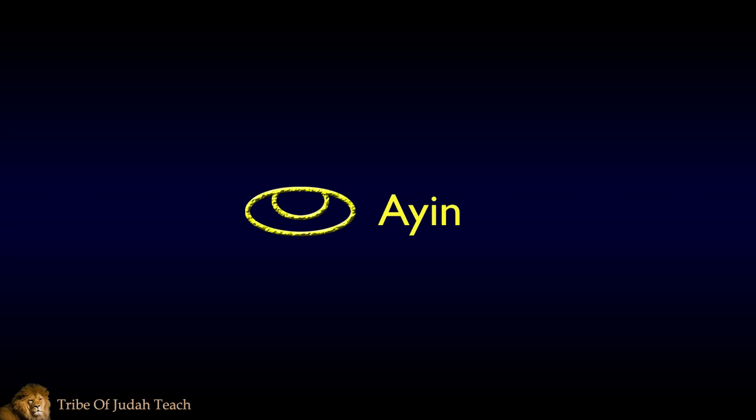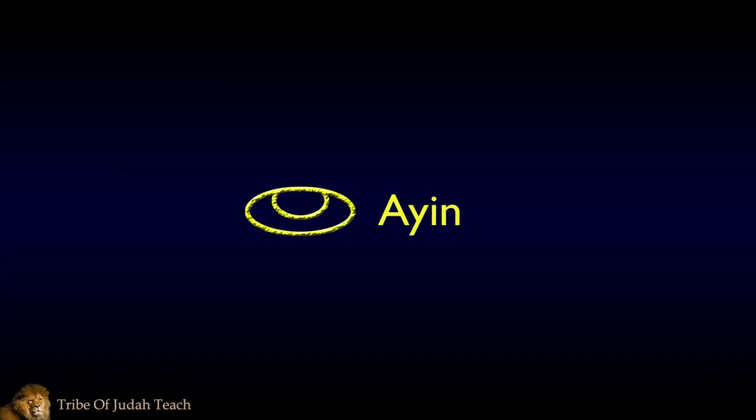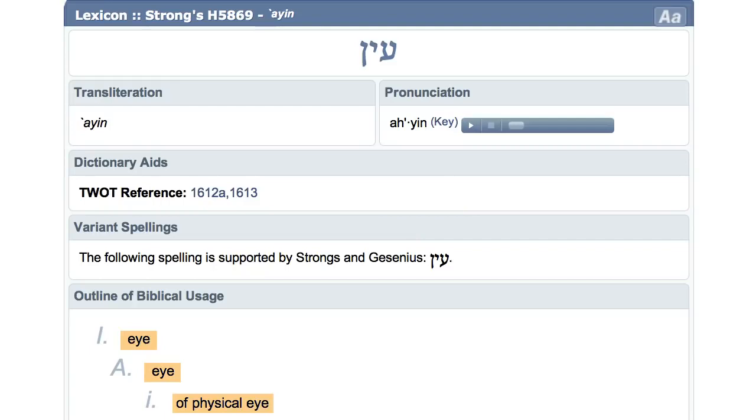Now, let's look up the word ayin and see what it means. Here it is. And it means eye. Eye of physical eye. So the word ayin means eye. That's clear. The letter itself started out as the picture of an eye, and even still today, the word ayin means eye. All the evidence suggests that this letter makes the I sound.